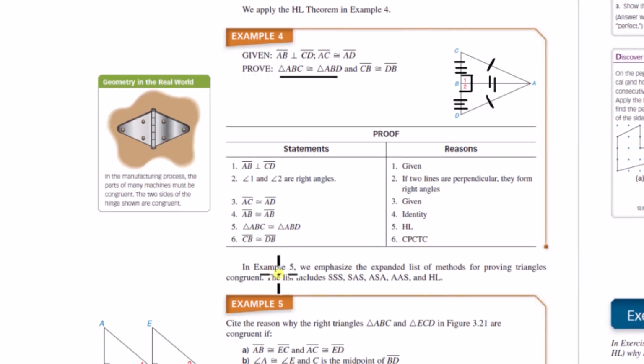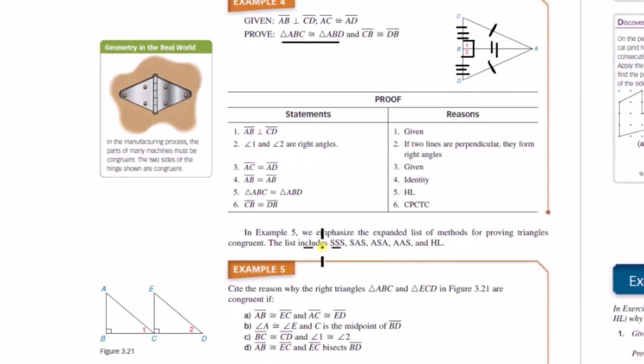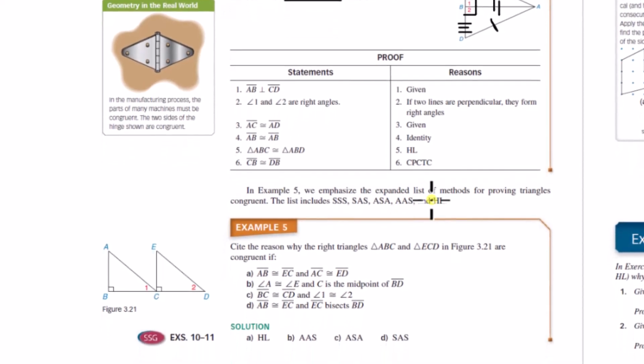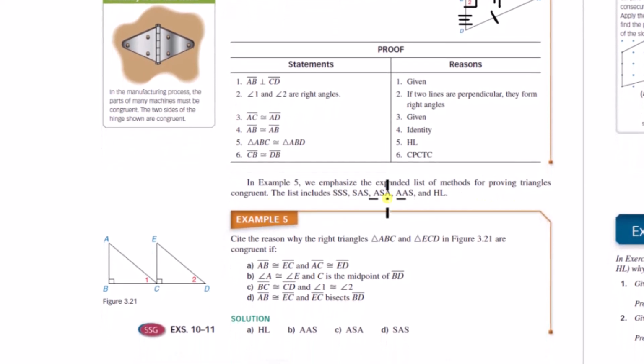Now here it says in this next example, we emphasize the expanded list of methods for proving triangles congruent. Yeah, here's the official list. In the previous section, we had these 4 separate congruence criteria. Now there's the HL criteria for right triangles. We also have the LL criteria as well, but that's an offshoot of side angle side. That's why they don't list it.